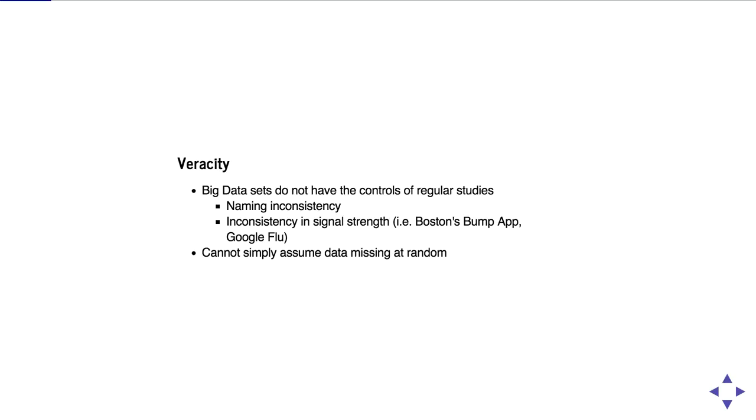And sometimes we have missing data. We can't usually assume data is missing at random, so we have to put considerable effort into thinking about what to do here. Is this data set any good for the questions I want to ask? Sometimes you just have to say, this data set's no good, look for another one. If not, then sampling. Big data is not a replacement for regular statistical studies. It could be a supplement, but that's it.